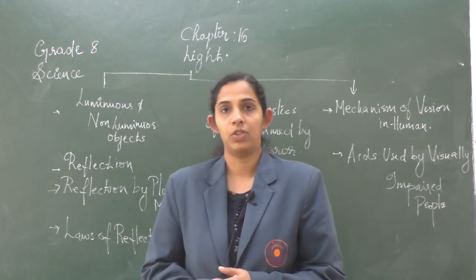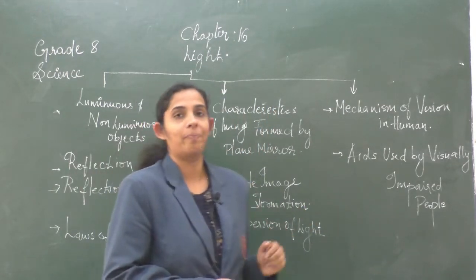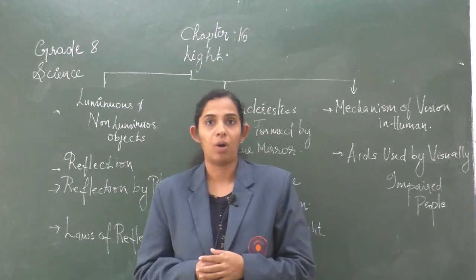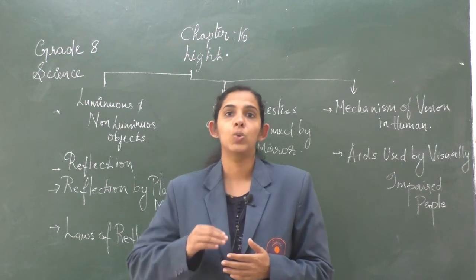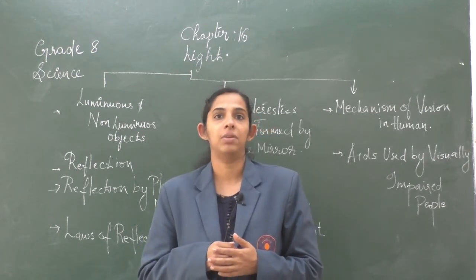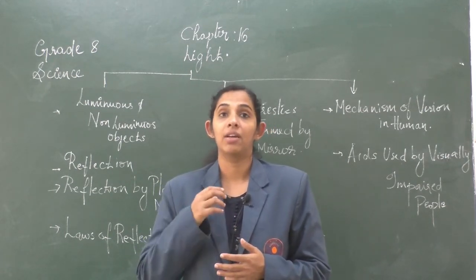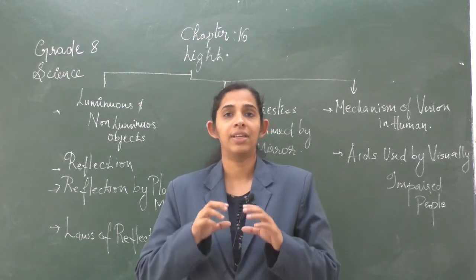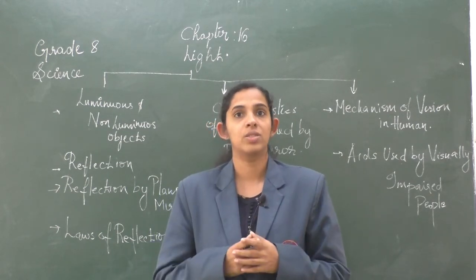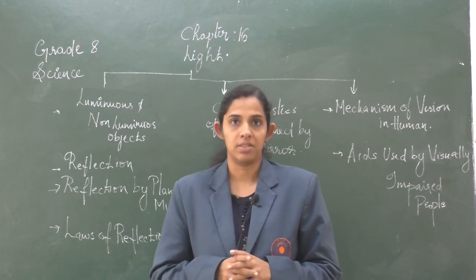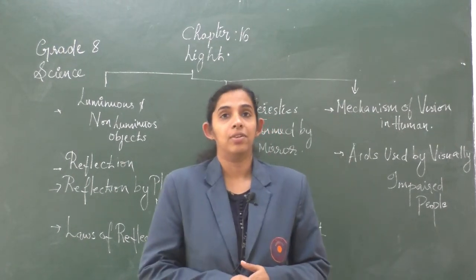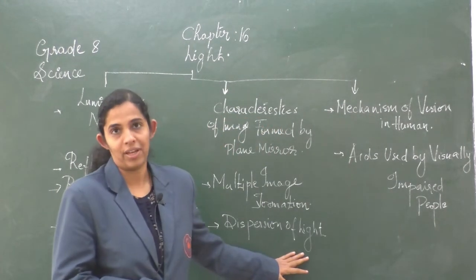Next, we have discussed the topic of multiple image formation. Multiple images are formed when mirrors are used in combination. For example, we have seen the making of a kaleidoscope, where we get different patterns using a combination of three mirrors. Next, we have discussed the dispersion of light.